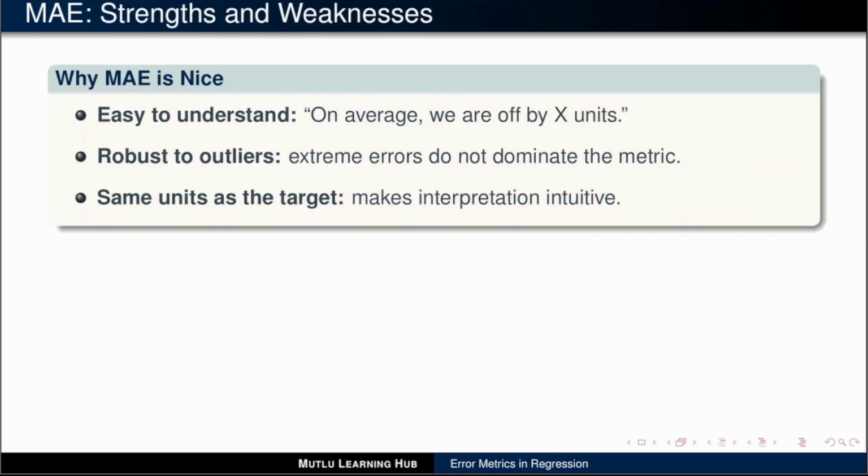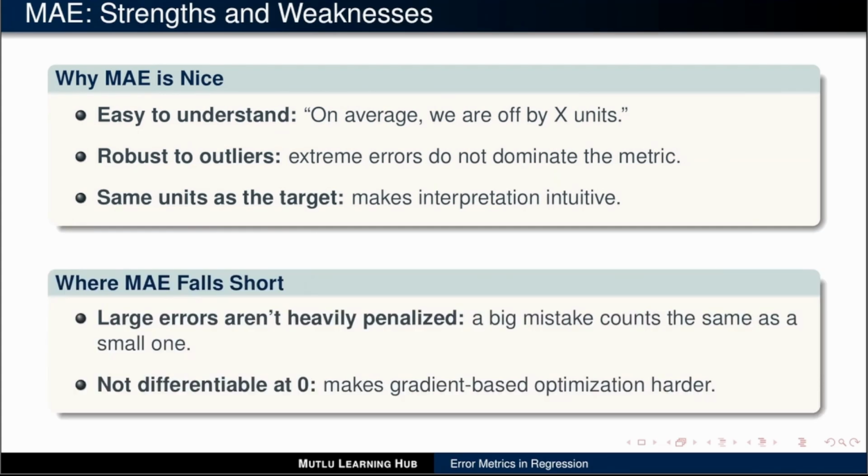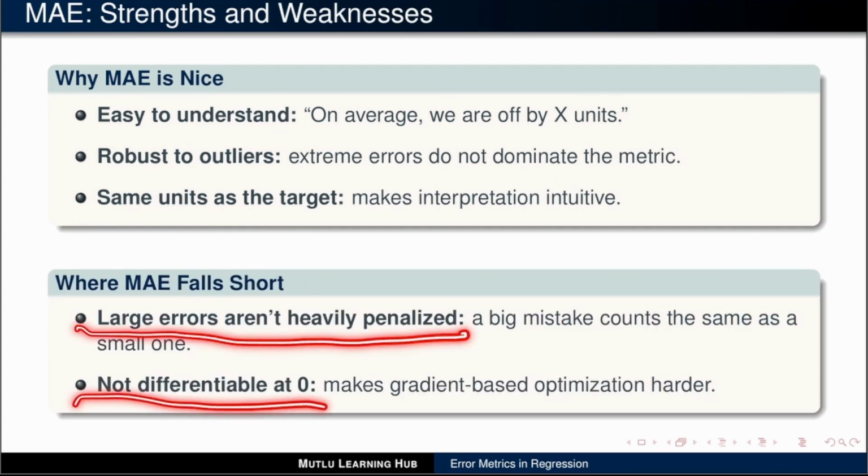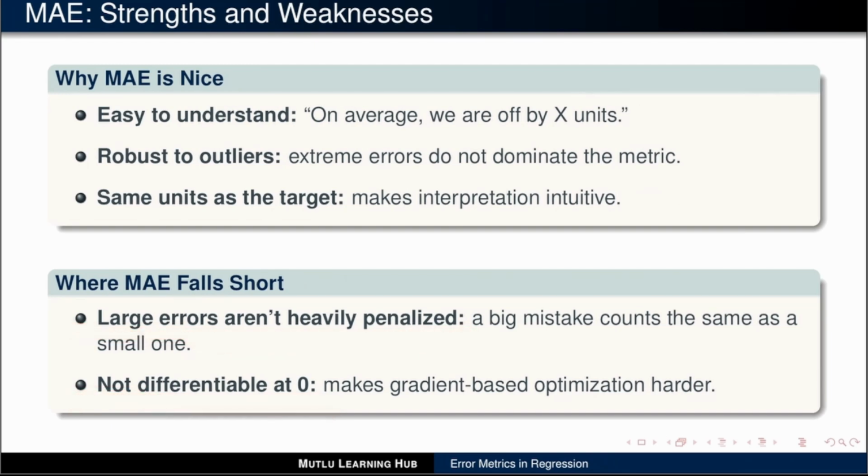Mean absolute error is nice because it's easy to understand, robust to outliers, and it has the same units as the target. But large errors are not heavily penalized and it's not differentiable at 0. This makes gradient-based optimization harder.